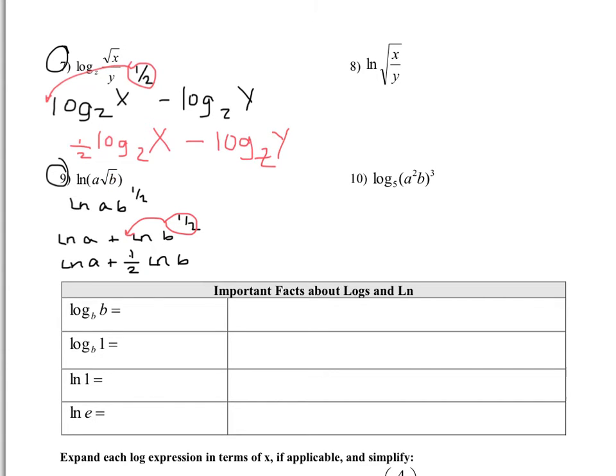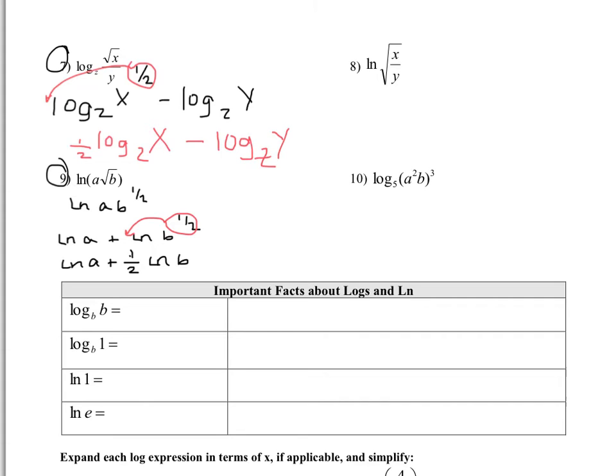Okay, in example number 9, I noticed that I had a multiplication problem because I have a times the square root of b. I rewrote the square root of b as b to the 1/2. So I'm multiplying a and b to the 1/2. So I know that if I have a product rule, I'm going to expand it using addition. So I say ln of a plus ln of b to the 1/2. That takes care of the multiplication. But now I got to take care of this power. So b is being raised to the 1/2 power, and I got to drop that in front. And I've got ln of a plus 1/2 ln of b.